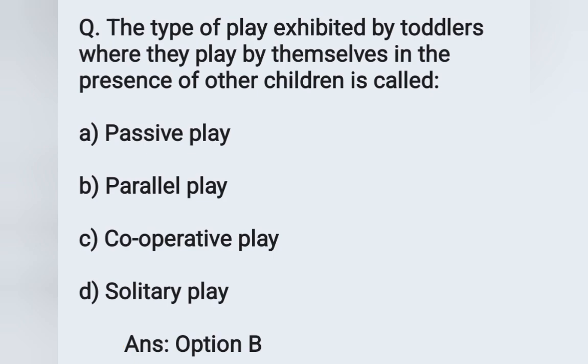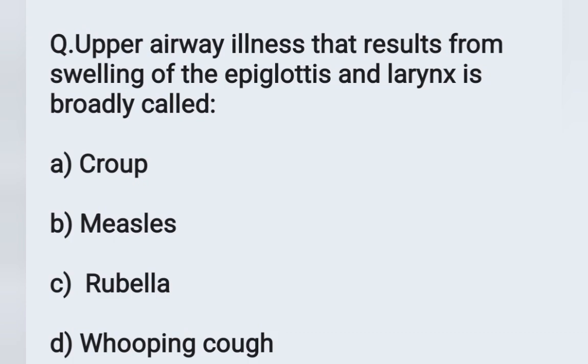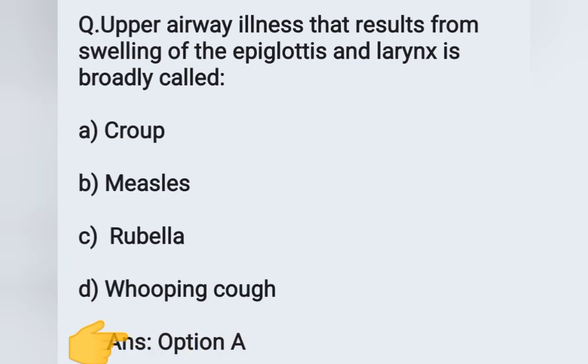Option B. And the next question is, the upper airway illness that results from swelling of the epiglottis and larynx is broadly called? Options: option A croup, option B measles, option C rubella, option D whooping cough. The upper airway illness which causes swelling of the epiglottis and larynx is called croup. Option A is the correct answer.